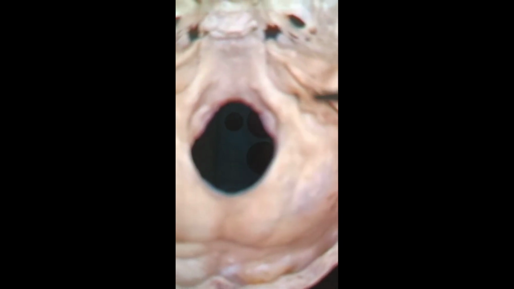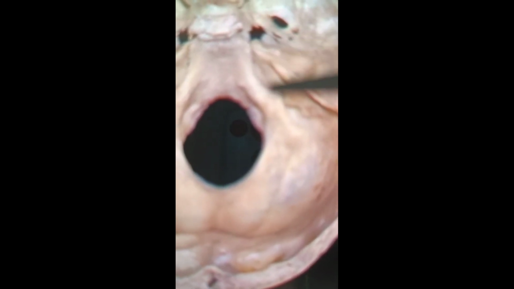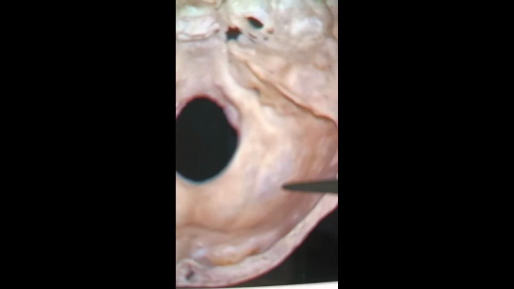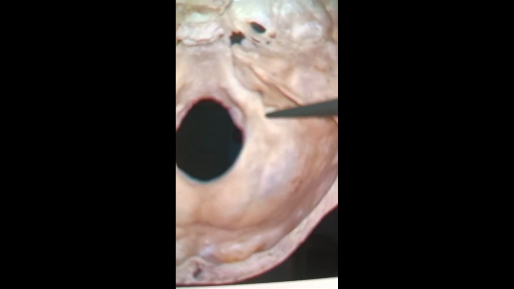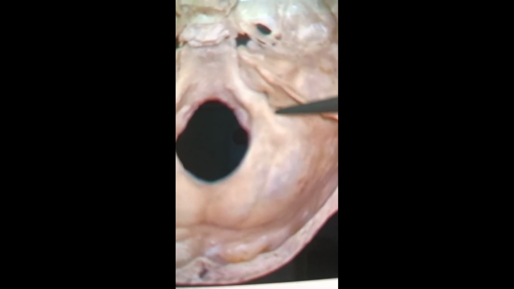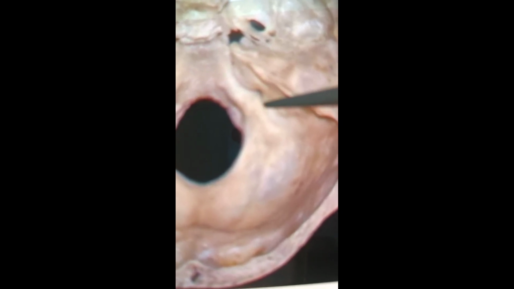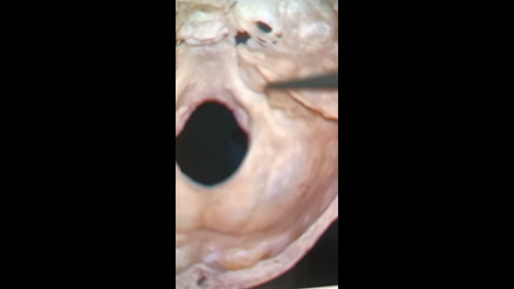Then you have the jugular foramen. The inferior petrosal sinus comes from the anterior side. The transverse sinus, becoming the sigmoid sinus, goes from the posterior side. Both meet and form the internal jugular vein. Through the middle part of the jugular foramen passes the 9th, 10th and 11th nerve.